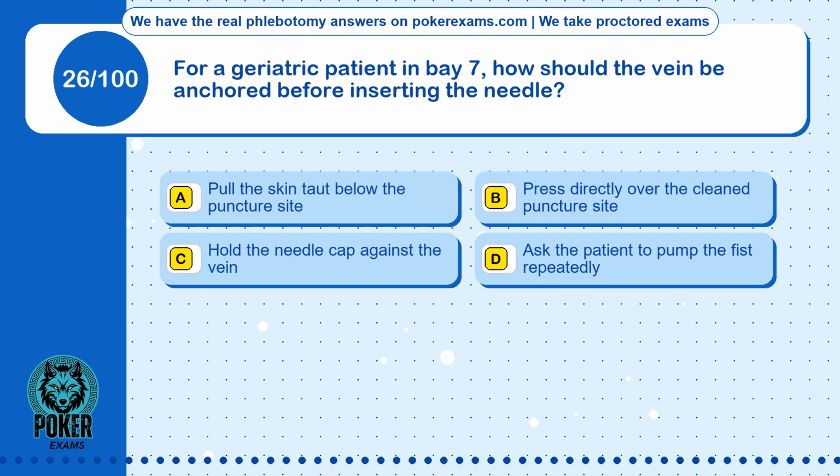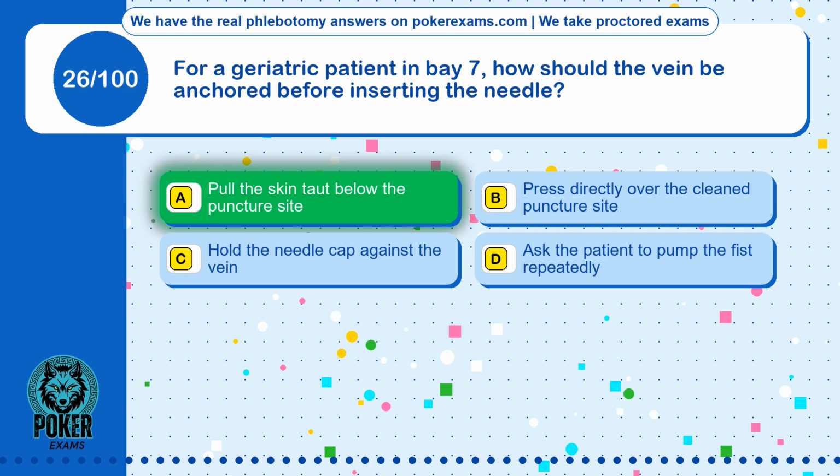Question 26. For a geriatric patient in Bay 7, how should the vein be anchored before inserting the needle? Option A, pull the skin taut below the puncture site. Option B, press directly over the cleaned puncture site. Option C, hold the needle cap against the vein. Option D, ask the patient to pump the fist repeatedly.